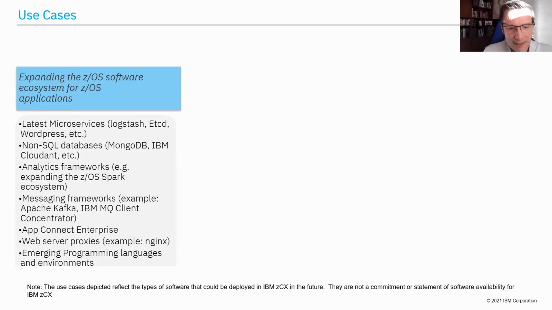Web server proxies. And what about emerging programming language environments? We know that zOS supports a lot of new programming languages natively, but for emerging programming languages, it sometimes takes a while for zOS to support them natively. In this case, I can now leverage those programming languages directly, and applications written in a particular language I can still run on zOS without having to port them into another language.